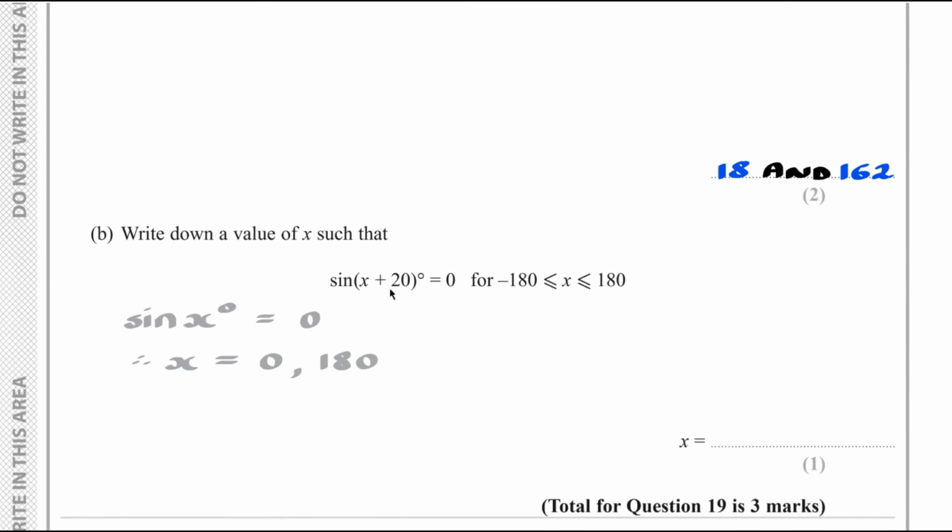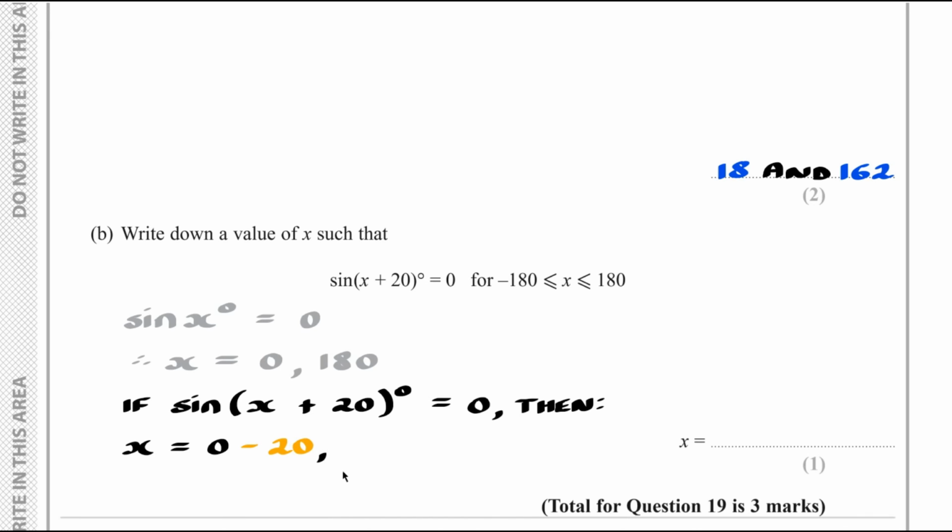And because we have sine of x plus 20, we have a translation by vector -20 in the x direction and 0 in the y direction, which means we need to subtract 20 from each of these. Meaning, if sine of x plus 20 degrees equals 0, then x is equal to 0 subtract 20, and x is equal to 180 subtract 20. So we have -20 and 160 for the solutions of this equation with these conditions.